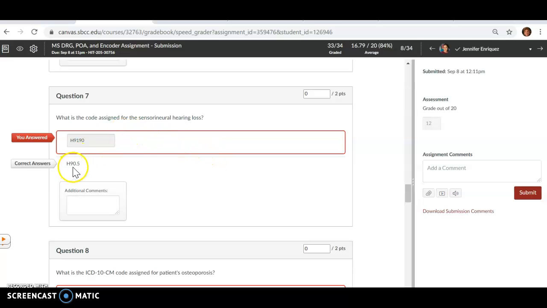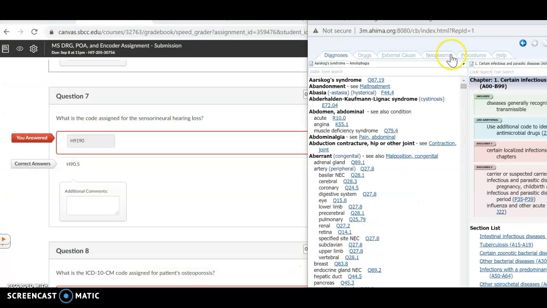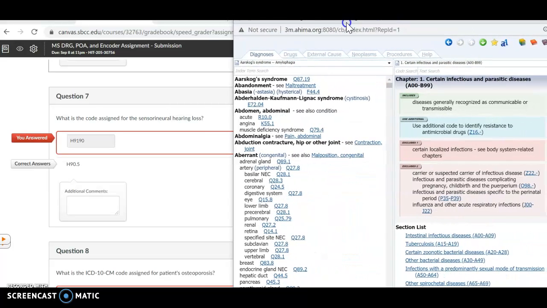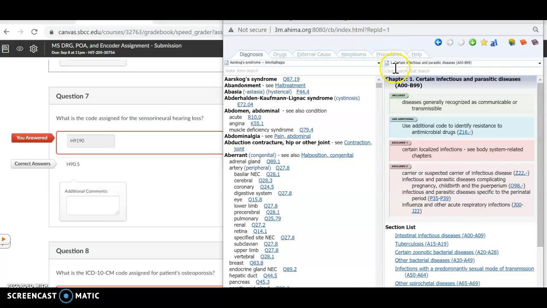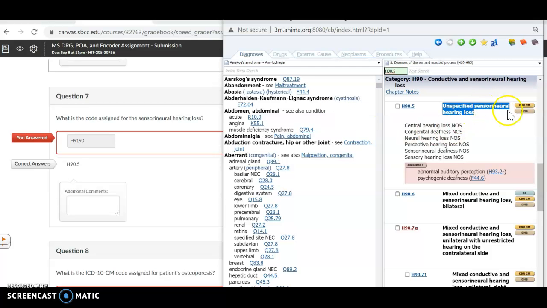Okay, so the biggest one here, the correct code is H90.5. And I've had another student do this too. You're just coding hearing loss is the code that you have. We need the sensorineural hearing loss. So let's just go ahead and put it in, H90.5. So right there's the keyword that we need.